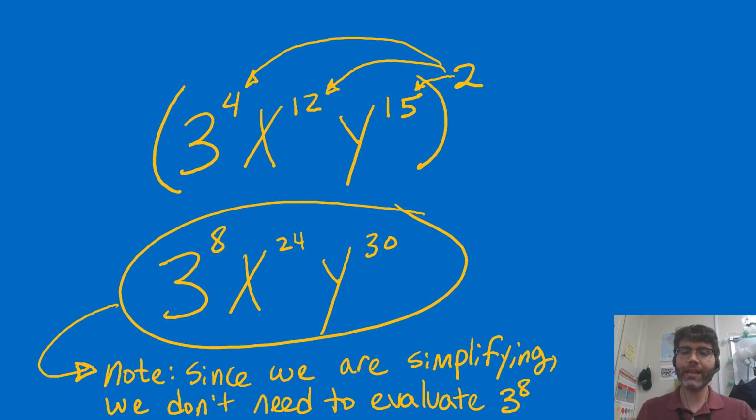We do not have to evaluate what 3 to the 8th is. I don't know what that is. You need to multiply 3 times 3 times 3 times 3 times 3, 3 times itself 8 times, and we're not trying to evaluate here. We're just trying to simplify. So remember, simplifying is when we are leaving our answer with exponents. Evaluating is when you actually want to figure out what the quantity is of that value. If we were evaluating, you really would have to multiply 3 times itself 8 times.